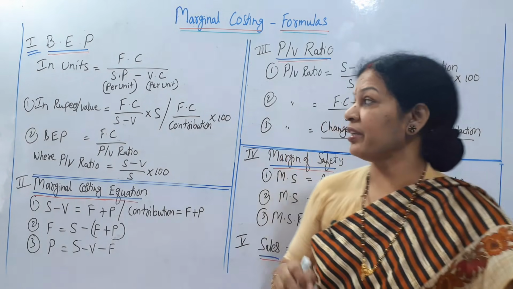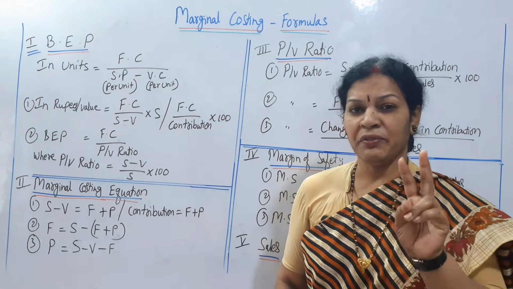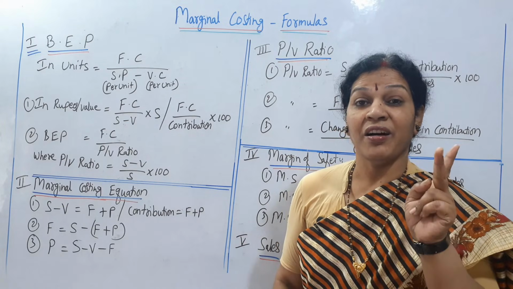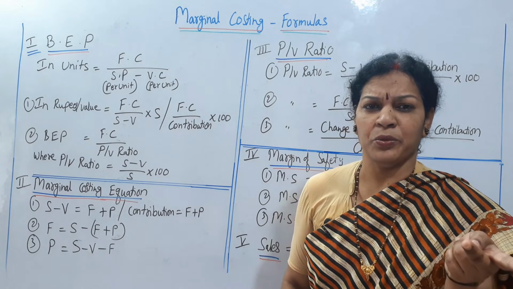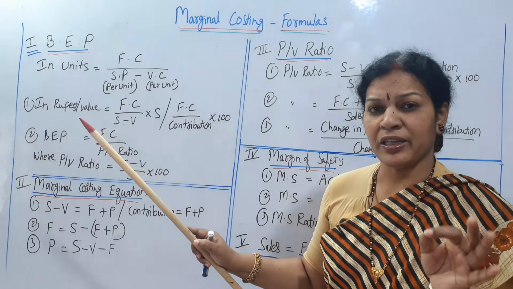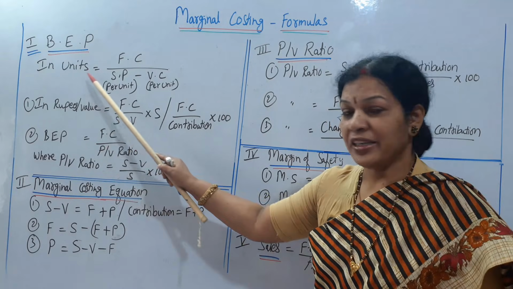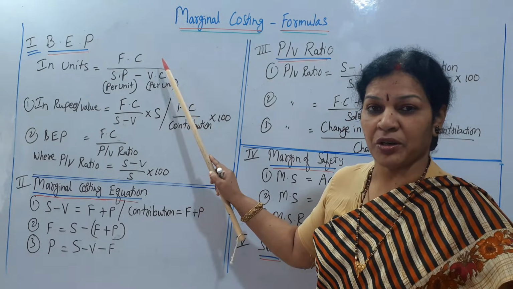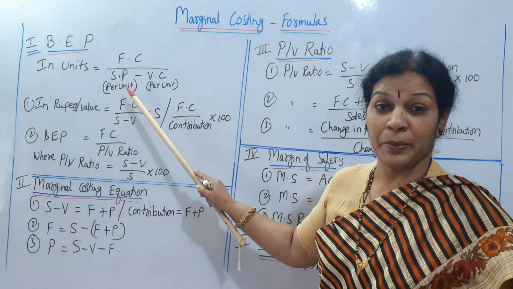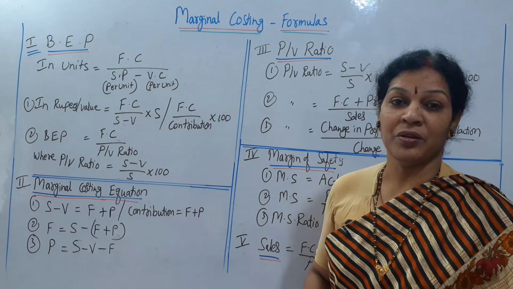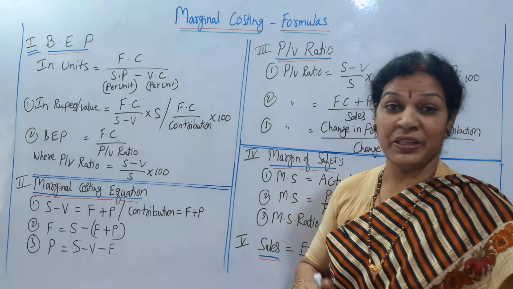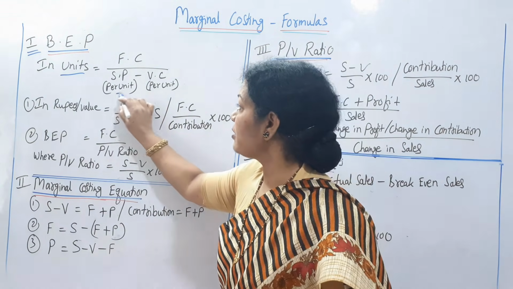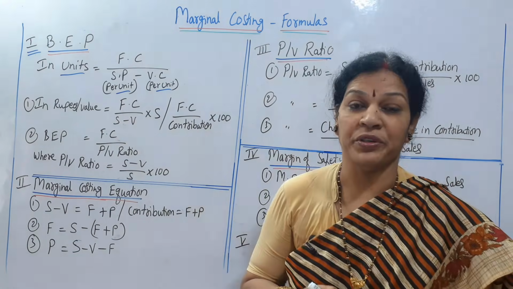Break-even point, how do we calculate? To calculate break-even point, we have two ways. One is calculation of break-even point in units, or in rupees, or you can say value. First, if you want to calculate break-even point in units, this is the formula: Fixed cost, FC, by SP, selling price minus variable cost. Selling price per unit, please remember, because we want to calculate break-even point in units. So, selling price per unit, variable cost per unit.